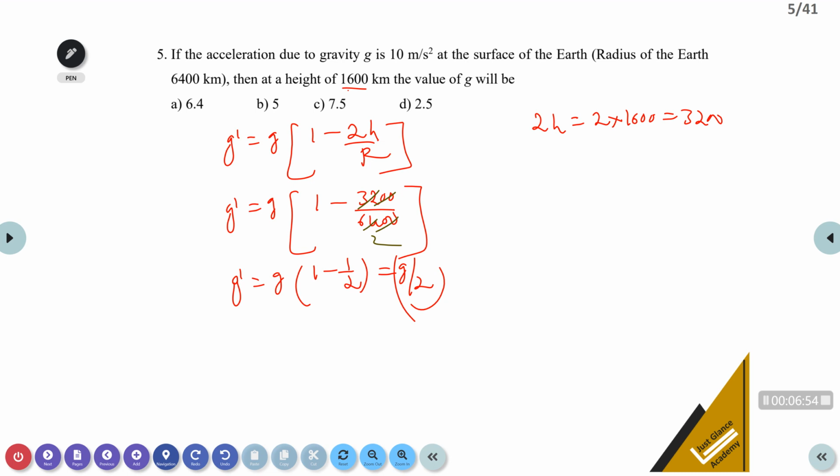Then g will be what? 1 by 2. G equal to how much is given? 10 is given. So g dash equal to g by 2 equal to 10 by 2 equal to 5 meter per second square. This is the right choice.